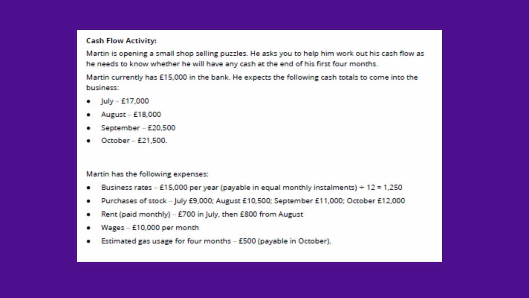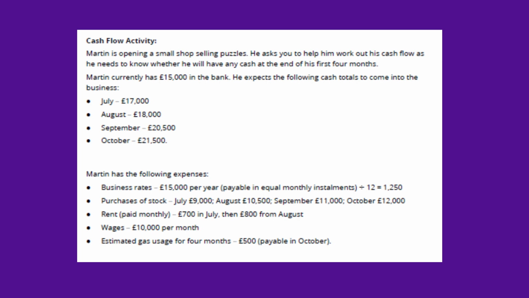And he has a list of expenses here. You have to be careful with this because the business rates are £15,000 per year, but they're paid in monthly instalments. So you need to divide that 15,000 by 12 to give you a nice 1,250 per month.